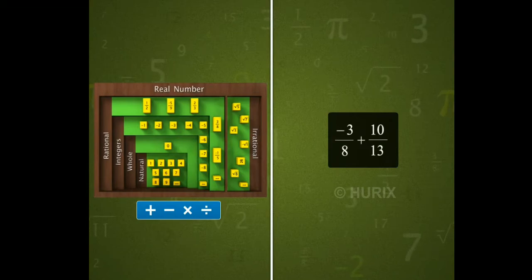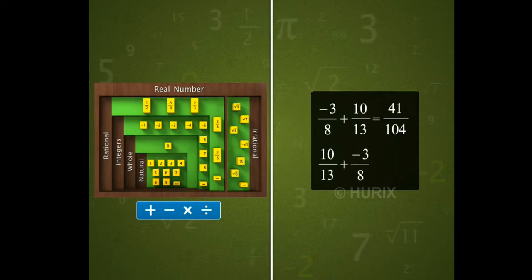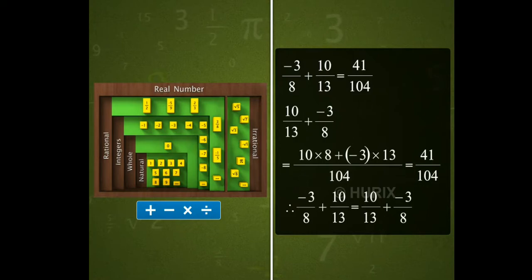What is the sum of these two real numbers? So, the sum of these two real numbers is 41 by 104. Let us reverse the order of these real numbers and add them. Will the sum be the same? Yes, it is. These real numbers can be added in any order, and the sum remains unchanged.